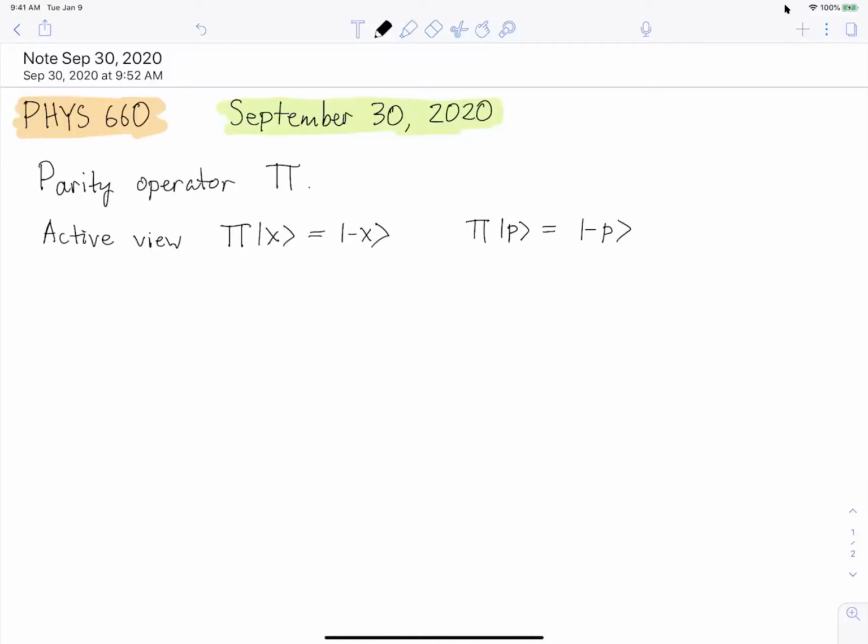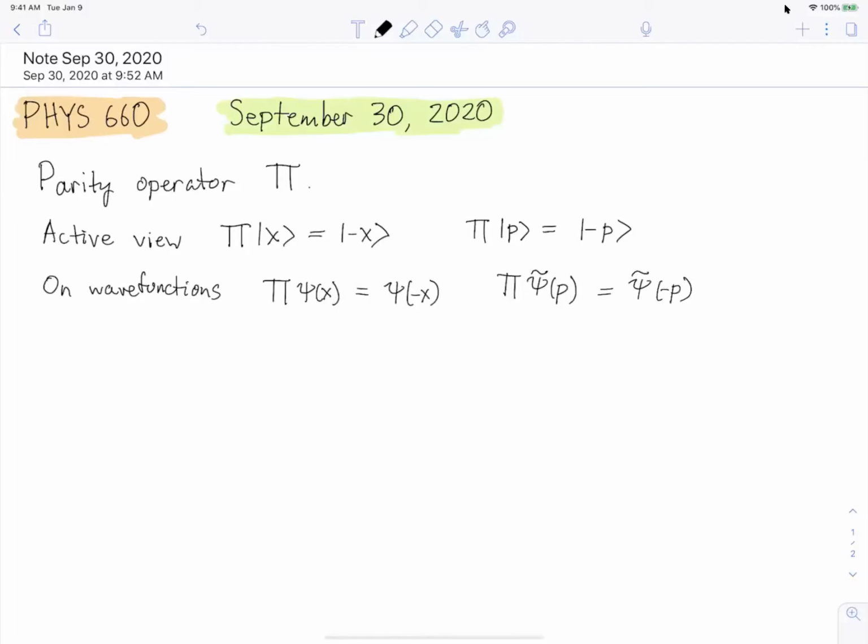Okay, on wave functions, it follows from that its representation on wave functions is that if you act on a wave function psi of x, you get back psi of minus x. And if you act on a momentum space wave function, psi tilde of p, you get back psi tilde of minus p. So those are the representations on wave functions. And then finally, there's the passive view operation.